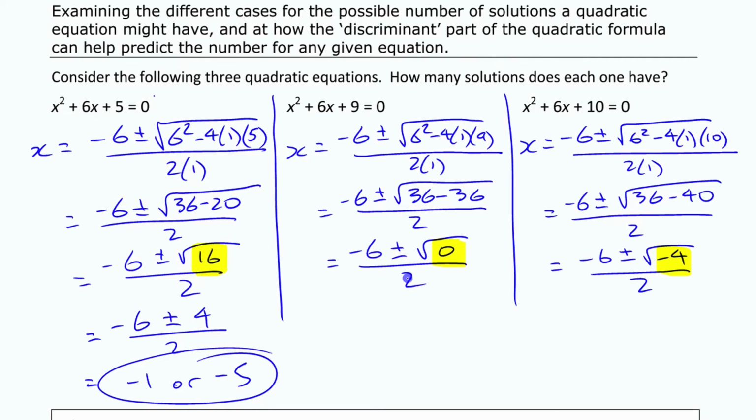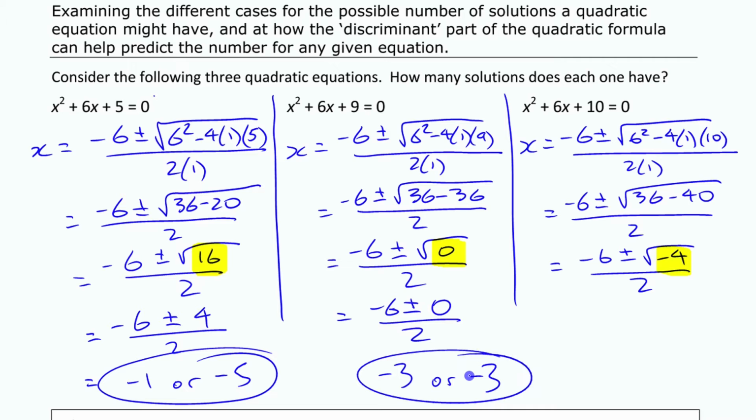The middle one, if we work this out, negative 6 plus or minus square root of 0 is just 0. Plus or minus 0 doesn't change anything. Negative 6 plus 0 is negative 6, divided by 2 is negative 3. Negative 6 minus 0 is negative 6, divided by 2 is negative 3. These are the same. So really, it only has one solution there.